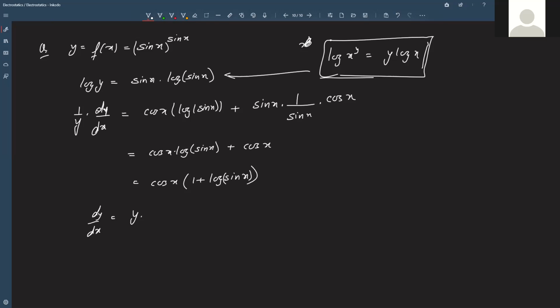Y is sin x to the power x. Sin x to the power sin x. So let us write that itself. So that is sin x to the power sin x into cos x into 1 plus log of sin x. So this is our answer, the last expression, that is this one.